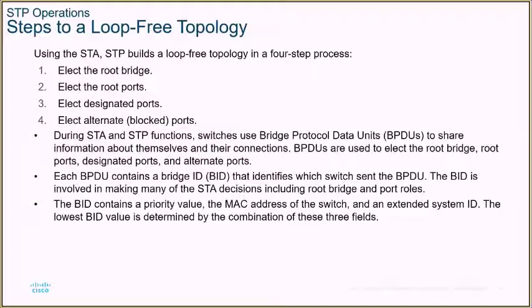During STA and STP functions, switches use bridge protocol data units to share information about themselves and their connections. BPDUs are used to elect the root bridge, root ports, designated ports, and alternate ports. Each BPDU contains a bridge ID that identifies which switch sent the BPDU. The BID is involved in making many of the STA decisions, including root bridge and port roles. The BID contains a priority value, the MAC address of the switch, and the extended system ID. The lowest BID is determined by the combination of these three fields.